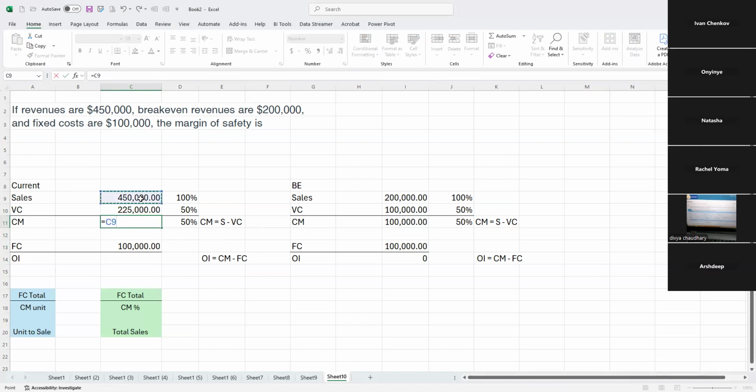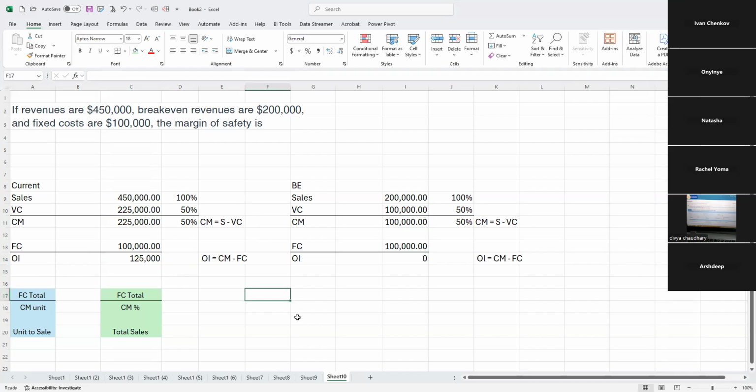This one times that one, 225. Can I calculate my operating income at this point? Yes, 125. Make sense? But that's not what the question asks. The question asks what's my margin of safety?